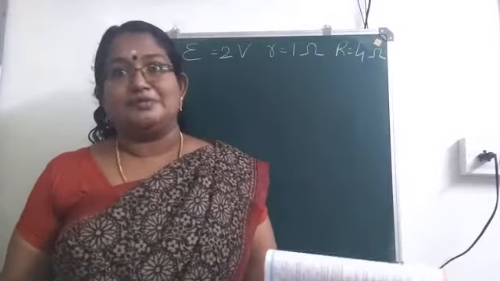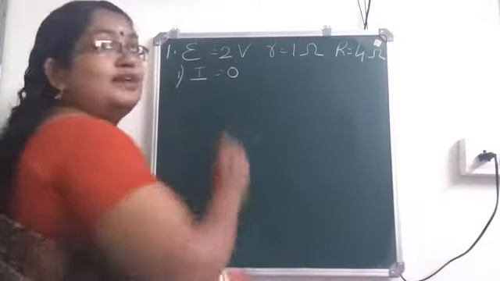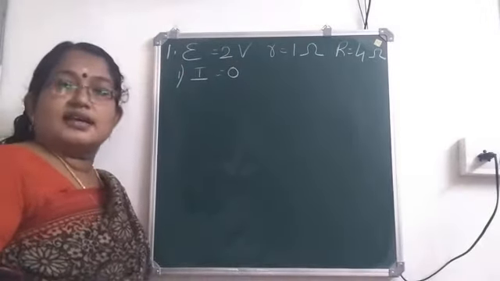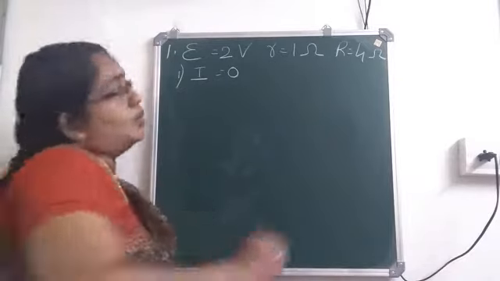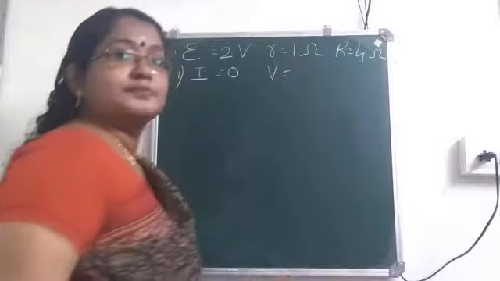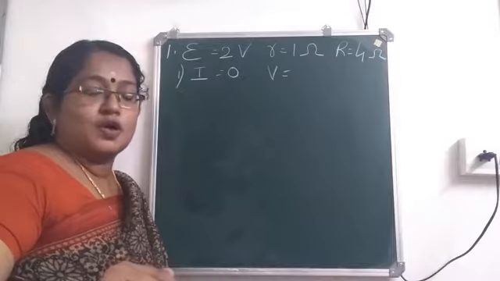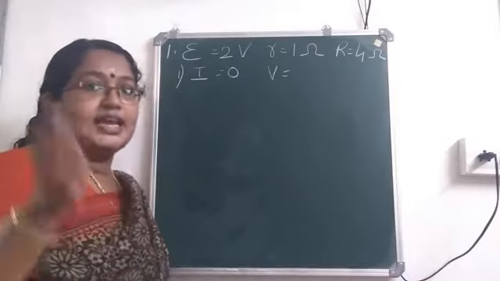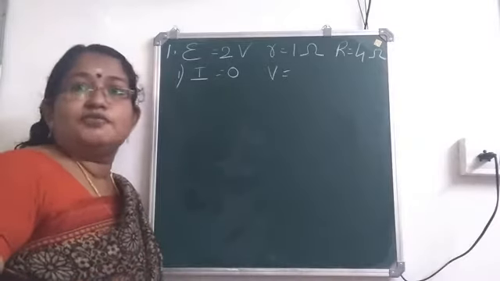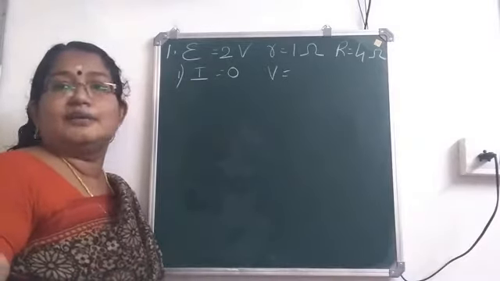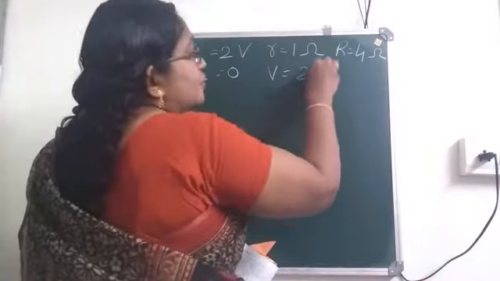Key is open. That means no current is flowing through it. So what will be the current? Current will be 0. Only if the key is closed can current flow. So since key is open, current is 0. Then what about the potential here? If no current is flowing through a circuit, then the potential difference will be the same as the EMF. That is what we call EMF. If current is not drawn, the potential there is the EMF. So what will be the value for V? It will be 2 volt.